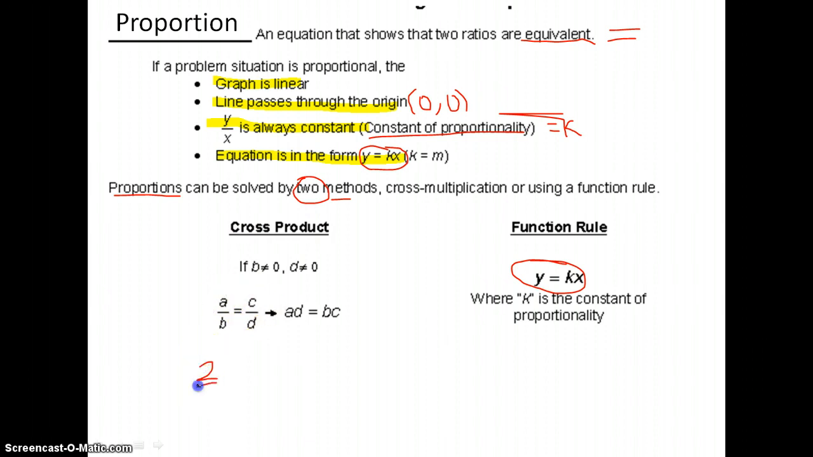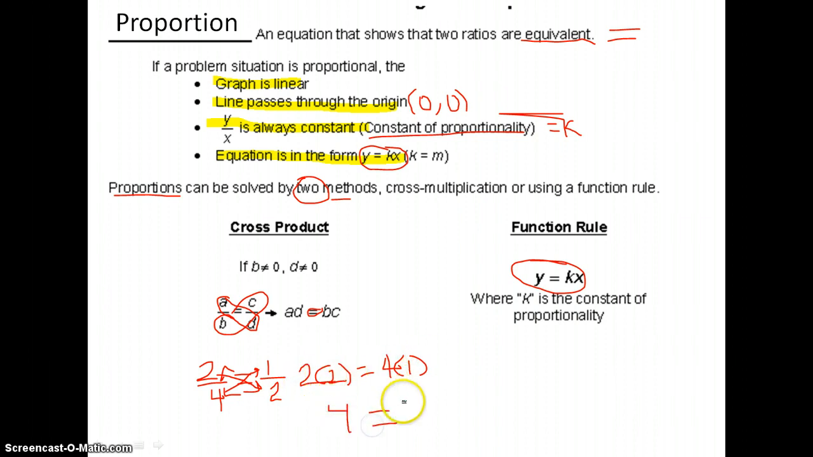Now, cross product is where you have two ratios and they're equal to each other. So let's say I have 2 divided by 4 equals 1 divided by 2. So I'm going to take A times D, in this case 2 times 2, and you're multiplying. When you do cross product, you multiply. 2 times 2, and that's going to equal B times C. So in this case would be 4 times 1. Now, if we multiply this out, 2 times 2 is 4, and it equals 4 times 1, which is 4. So you're taking two ratios and you're multiplying them with each other.